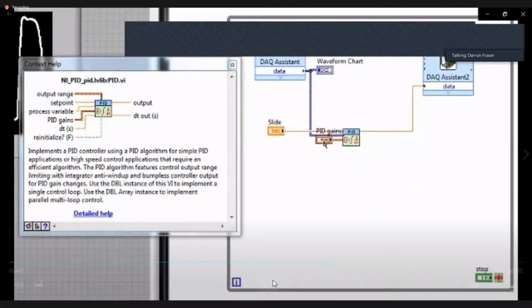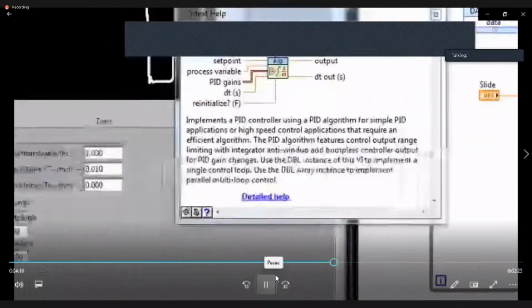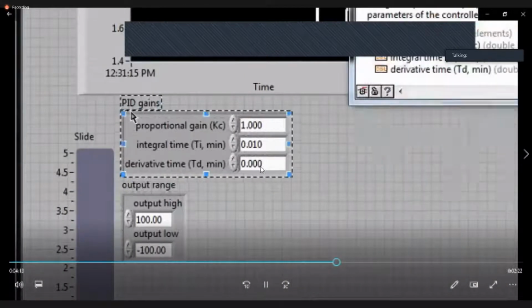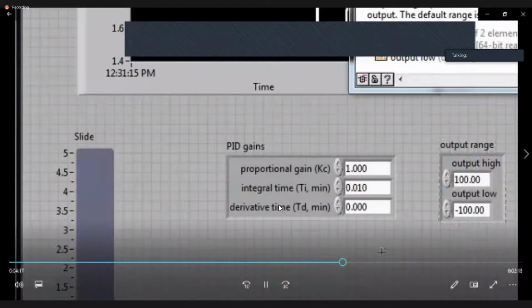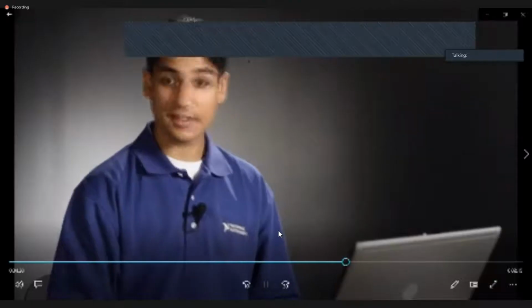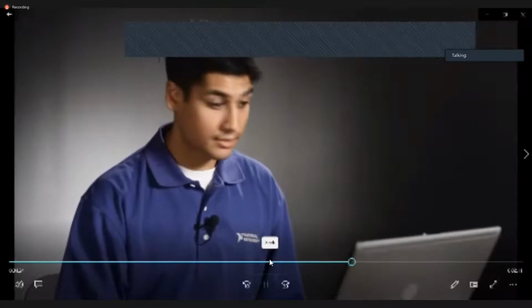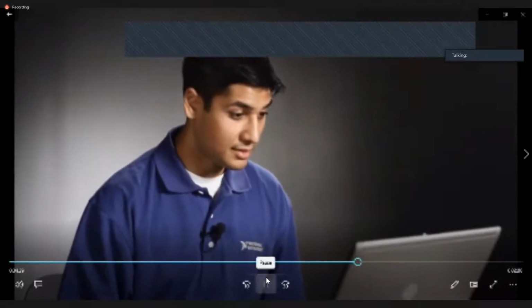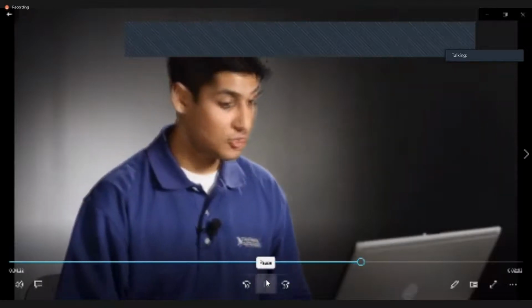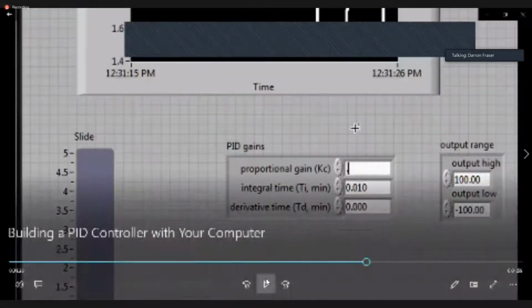Create a control for the PID gains, and I can create a control for the output range. And now on the front panel, I can configure these settings in LabVIEW. Now, tuning a PID controller has an entire science behind it. You can mathematically determine what these values are based on a mathematical model of the plant itself. But more often than not, what I see is people basically using trial and error and experimentally determining what the optimal values are. And that's actually what I did in this case.